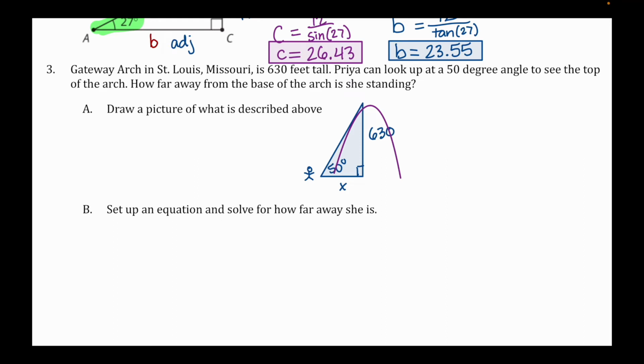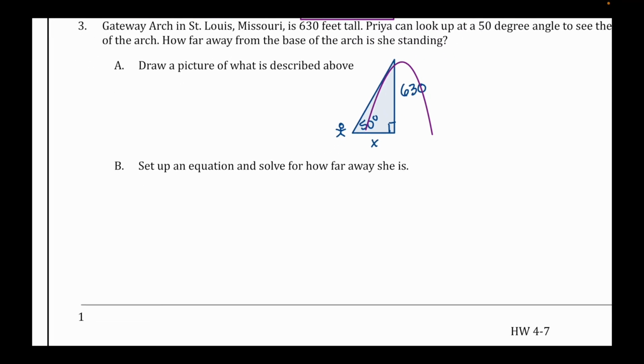Let's actually do the math here. So we want to set up an equation and solve for it. We have everything we need. So 50 degrees is our angle. We're going to label the pieces for Priya. This one is going to be the adjacent, the leg that is right next to her. And then the leg that's across from her is the opposite. That's the 630. And again, we don't have that measurement for the hypotenuse.